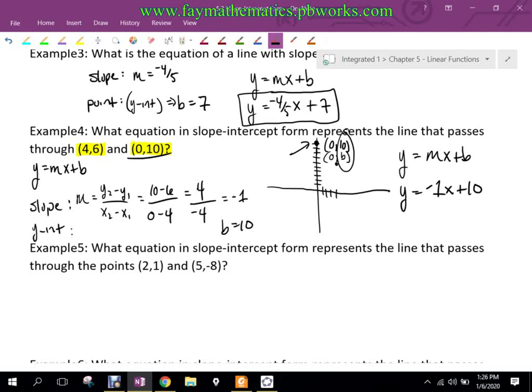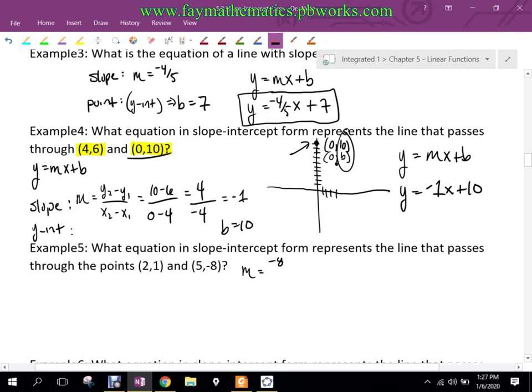So that's a little bit more difficult than the previous two because they ask you to find the slope, and they ask you to look at those ordered pairs and kind of decipher whether one of those is a y-intercept or not. Okay? Now let's look at example 5, and this will probably be the last one we can do. Example 5 says, what equation in slope-intercept form represents the line that passes through the points 2, 1, and 5, negative 8? Okay? Do they blatantly tell me the slope? No. So I've got to go through, just like the last one, this formula, right?